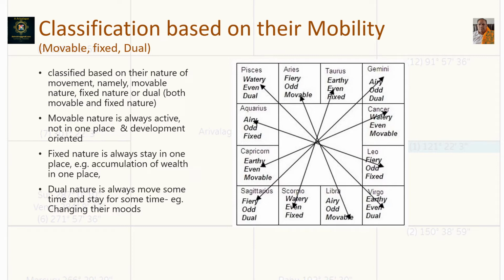And movable nature is always active persons. So movable Rasis are always active, not in one place, and they are development oriented. That is, they will keep on improving from one step to another. And the fixed nature always stays in one place, and it refers to accumulation of wealth in one place, like that. Then this dual nature always moves sometimes and stays for some time. So they are changing moods, they also change attention.